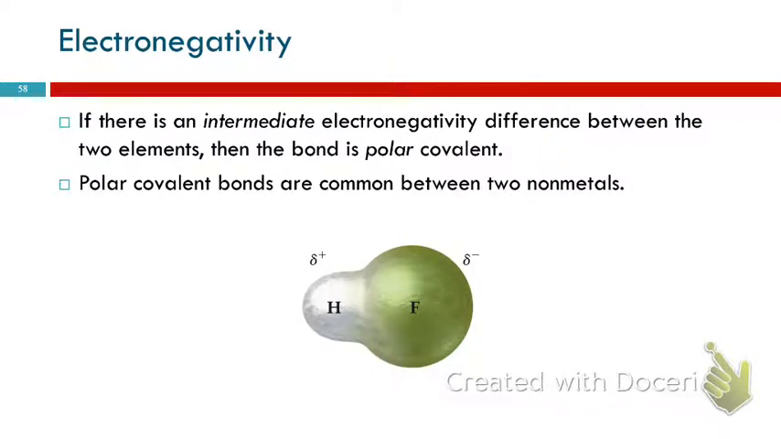If there's an in-between, not extreme like a metal-nonmetal, but not identical like two of the same element, then we have a polar covalent bond. And these are common between two nonmetals. Here we've got hydrogen and fluorine. Fluorine is the most electronegative, hydrogen is not, and so this is a polar covalent bond.